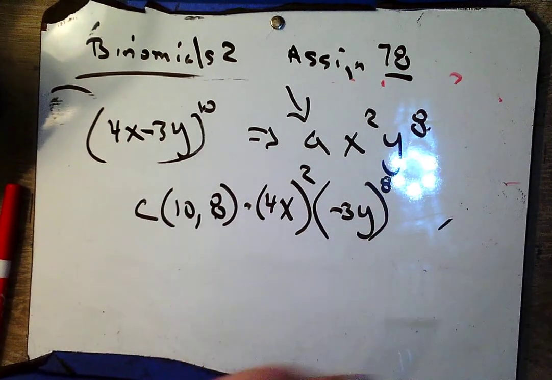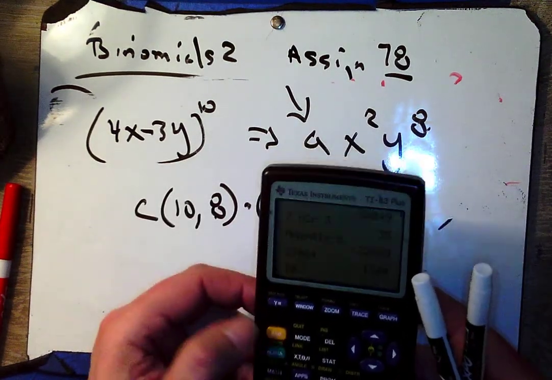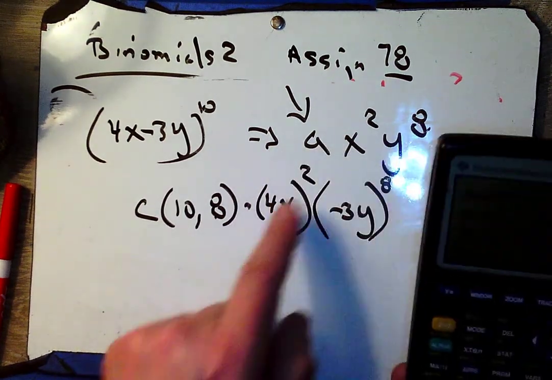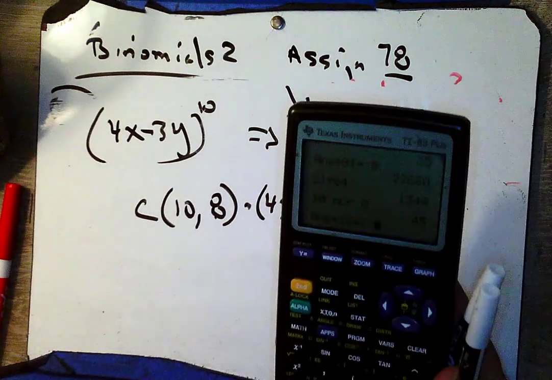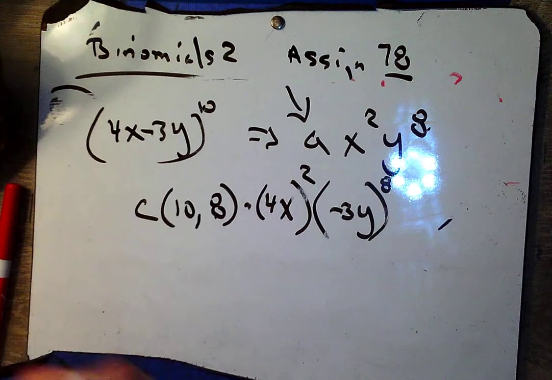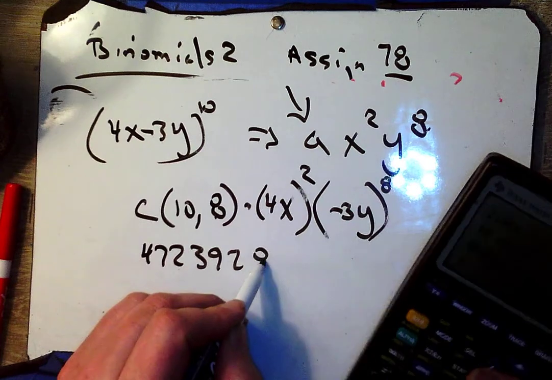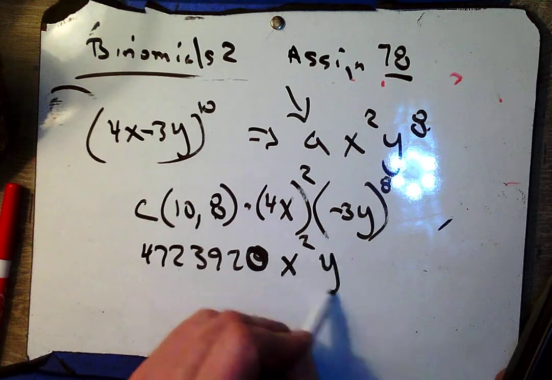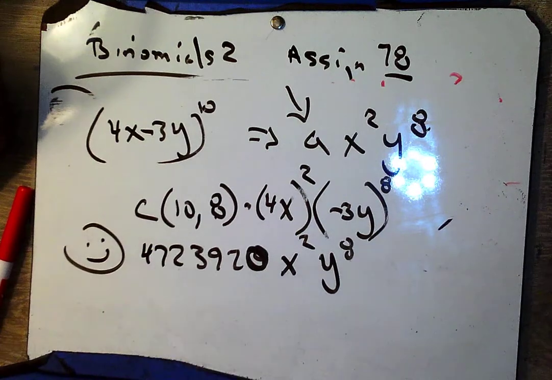So what does that get me? Well, that gets me 10 choose 8 times 16 times negative 3 to the 8th. Wow, it's going to be a big number. And so I end up with 472,392 x to the second, y to the 8th. See, don't even need to do the whole expansion.